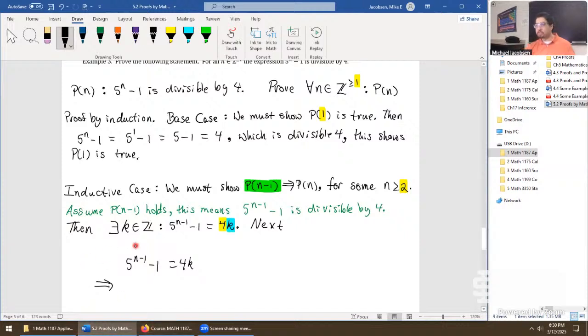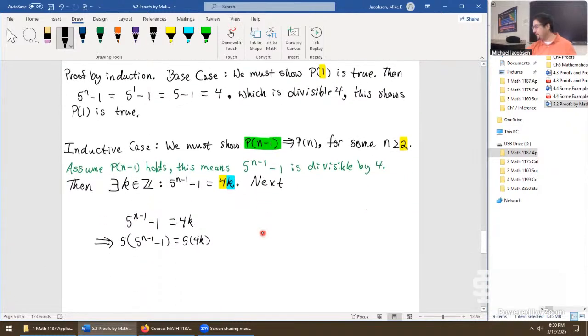Multiply this equation on both sides by 5. Scroll a little bit more. We're running out of space pretty rapidly on this. This would then imply 5^n - 5 = 20k. And I think we need a screenshot.